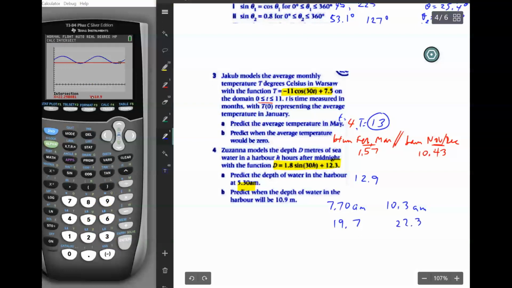Okay, 19.7 is obviously PM. If I want to convert it to PM, I would subtract 12 and it would be like 7.7 PM. But these are weird times, right? Because they're not even converted to minutes, and they didn't ask you to do that. So I think it's fine. Okay. So these are the 4 times when the depth of the water will be 10.9. And that's it for this page.